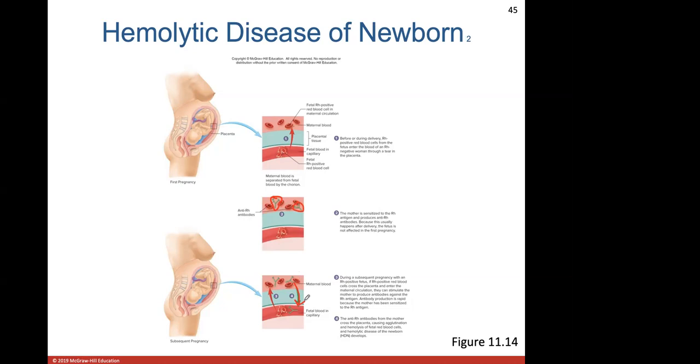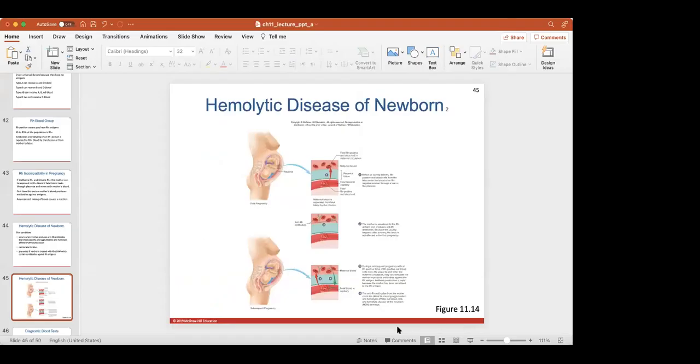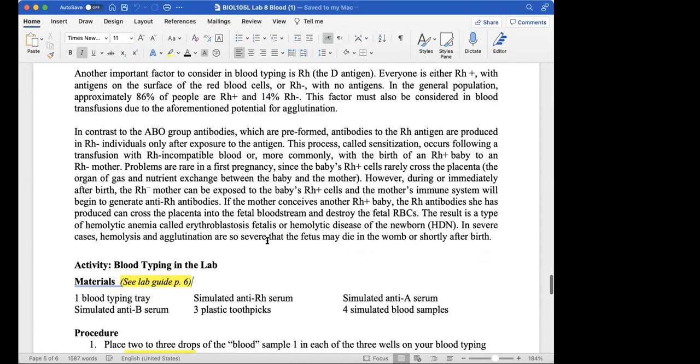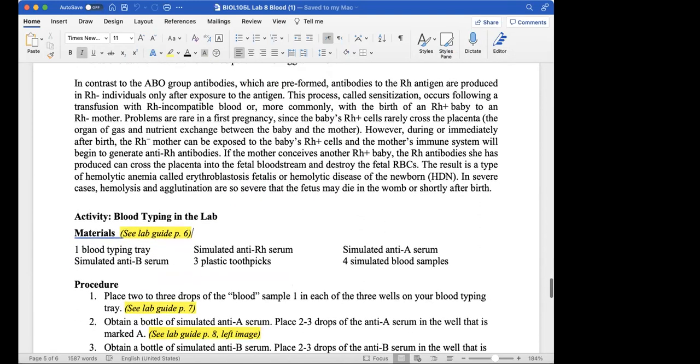So if the mother has another Rh positive fetus, now she has antibodies built up against it. And these antibodies can cause clumping of the fetal red blood cells, and that can cause what we call hemolytic disease of the newborn, which can be fatal to the newborn. It can cause lysis or splitting apart of its cells and cause death. And to avoid this situation, a mother can be given a shot that doesn't allow her antibodies to work across the fetus. So that's how the Rh factor has to do with pregnancy. And hopefully that made sense a little bit.